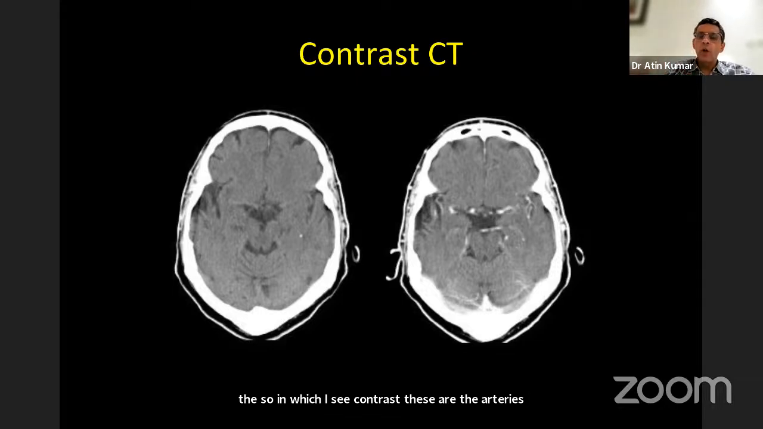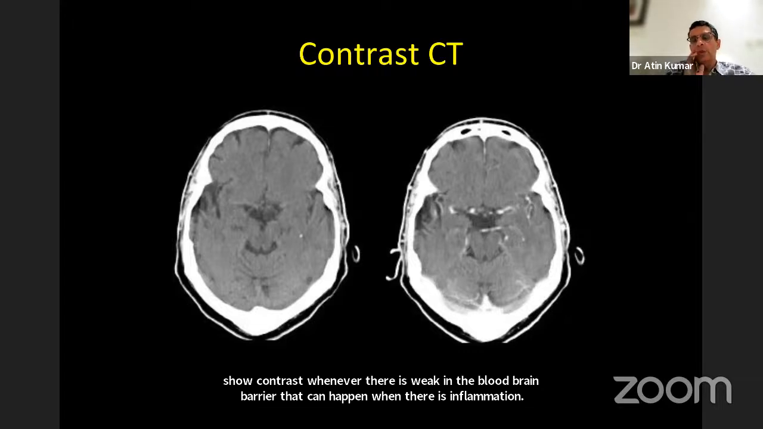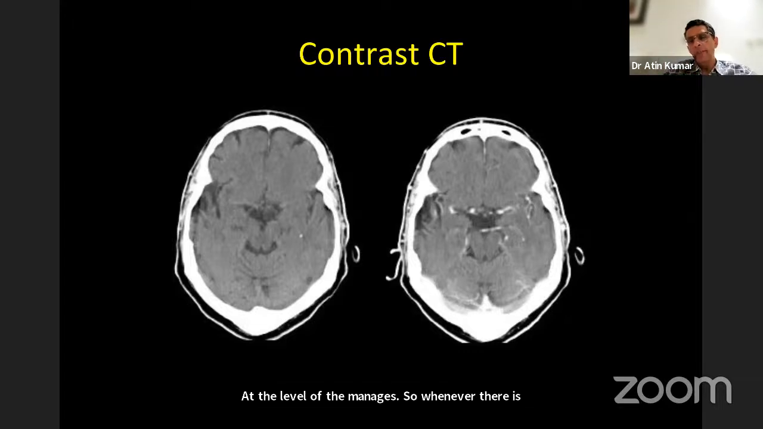The contrast can also cross the blood-brain barrier in cases when there is a blood-brain barrier breach, and then it can leak out into the tissues where I can see contrast. So what tissues can show contrast? Whenever there is a leak in the blood-brain barrier. That can happen when there is inflammation at the level of the meninges. So whenever there is infection or inflammation, we can use contrast, because then contrast will leak into the tissues and we can see contrast enhancement. Or in cases of tumors, tumors also lead to a blood-brain barrier breach and can show contrast enhancement.